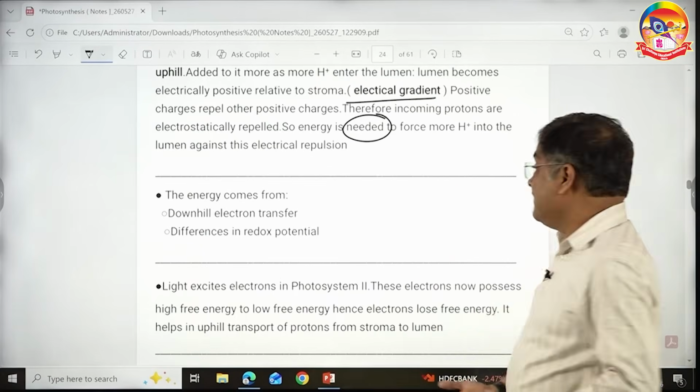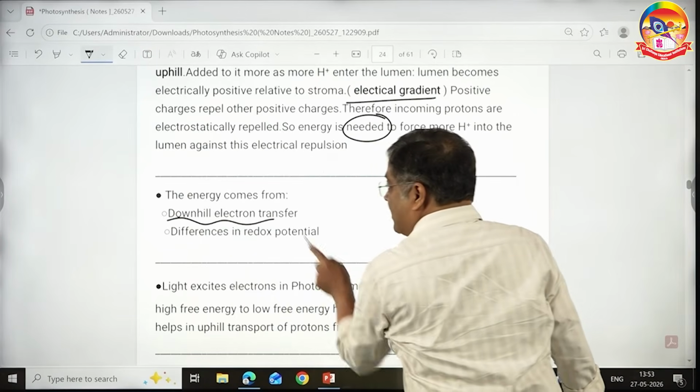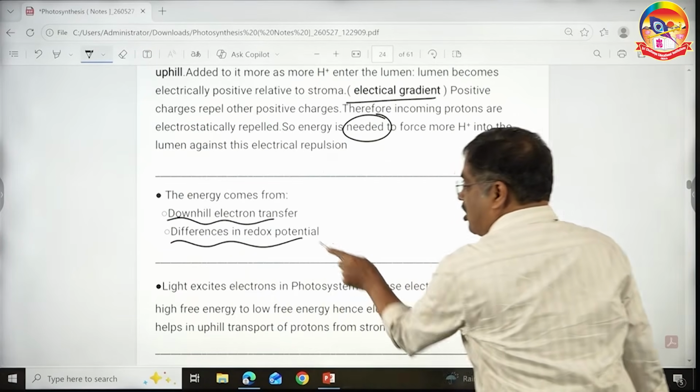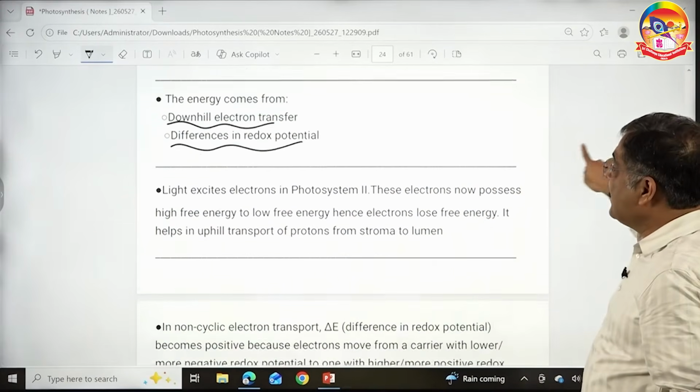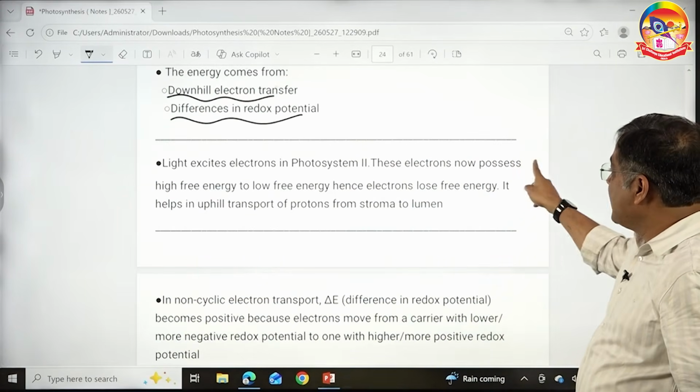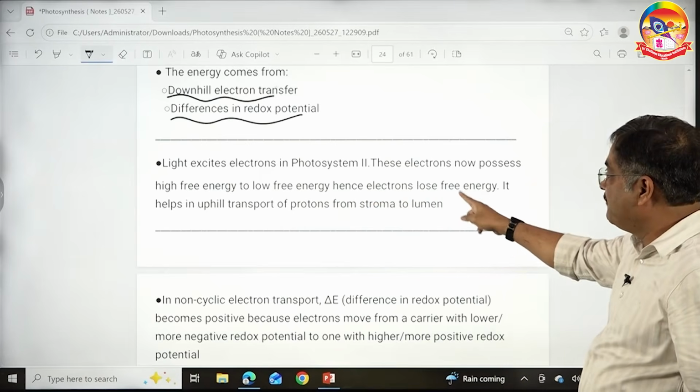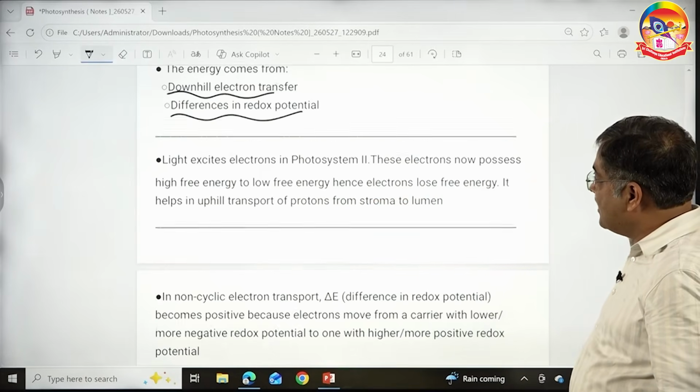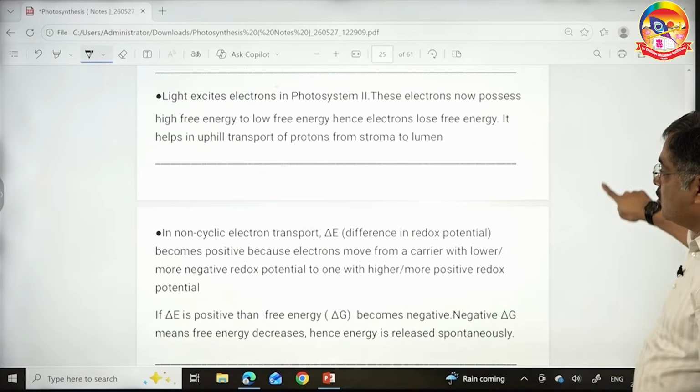And where does this energy come from? I already told you, it is the downhill movement of electrons, or the difference of redox potentials. Light excites electrons in PS2. These electrons go from high free energy to low free energy. Hence, electrons lose free energy. It helps in the uphill transport of protons.